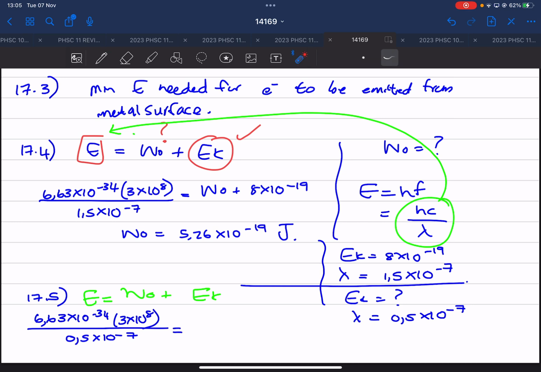Okay, now the work function, the work function you've just calculated. So here we will work with your mistake. We work with your mistake from one question to the next. And you want the kinetic energy.